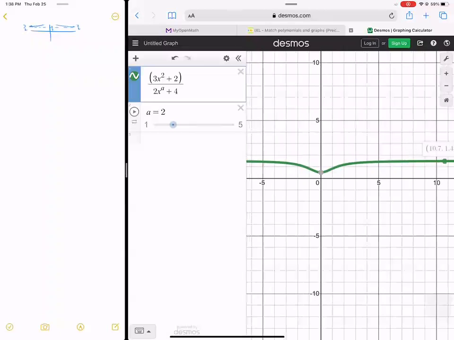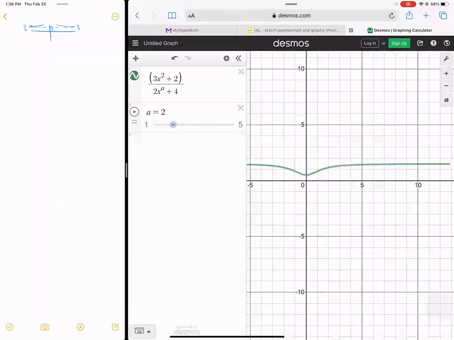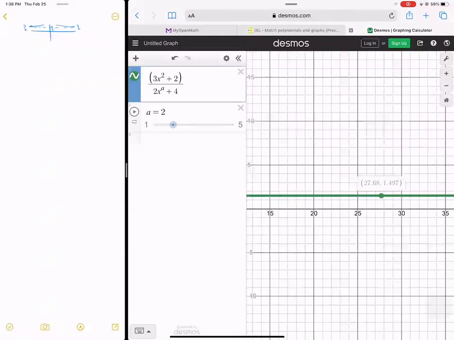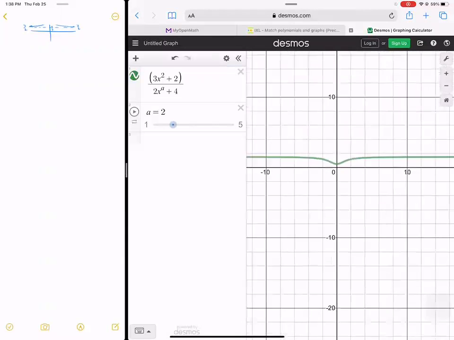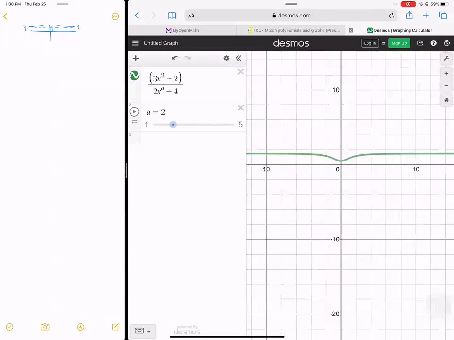See how this is getting closer to 1.5? Will this ever get to 1.5? 1.47, 1.48, 1.49, 1.498. And we're going to get so close to 1.5 that we'll never get there.